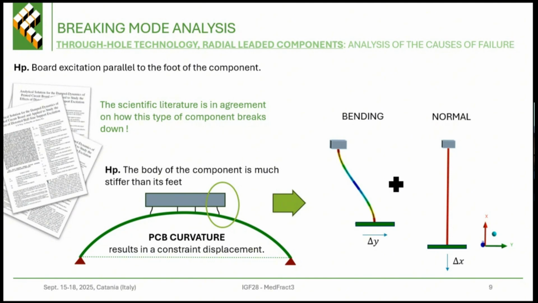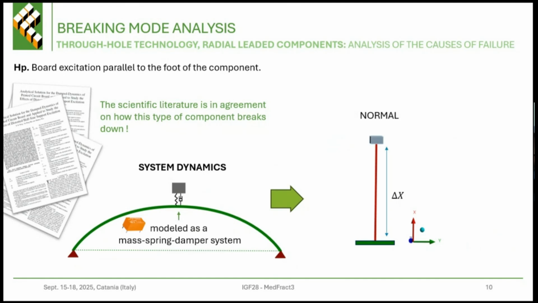And we also have to add another stress that depends on the dynamics of the system. If we model the component as a mass-spring-damper system, we also have to add a normal stress due to the displacement between the mass and the PCB, due to the excitation at the resonance frequency of the system.